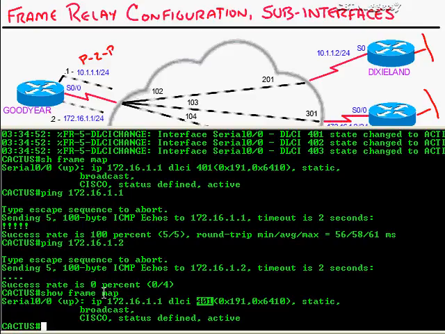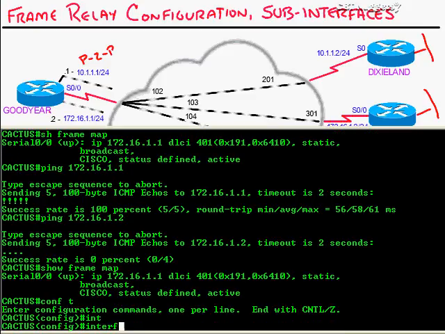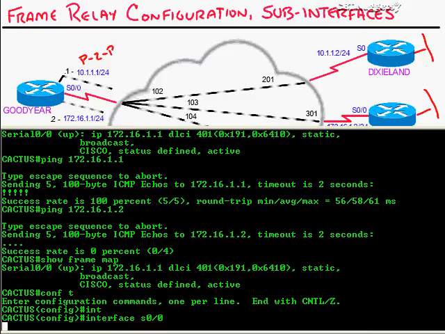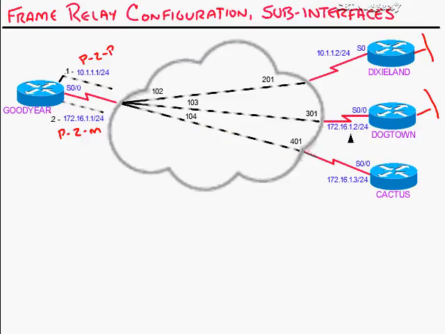So what we have to do, and what you'll need to get in the habit of doing when you do static mappings, is create a mapping so that Cactus knows to go through Goodyear to get to those routers. Think about the syntax while I'm getting into this configuration mode. Think about what you would be typing for that frame map. Type in interface serial 0/0, and it will be frame map, and we'll be typing in IP. So to reach from Cactus the IP address of Dogtown, 172.16.1.2, what DLCI do we use?